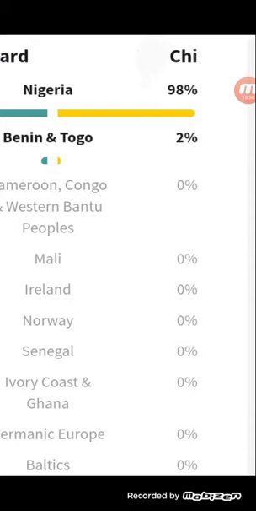Here's another one that I've had within the past week. I reached out to them, but haven't heard back yet. They're 98% Nigerian and 2% Benin and Togo. So if you do know any of these matches, surnames, and which tribes they're from, it'll be very helpful.